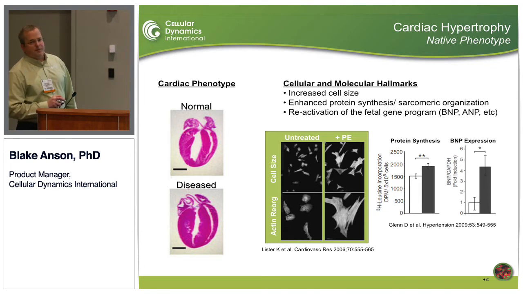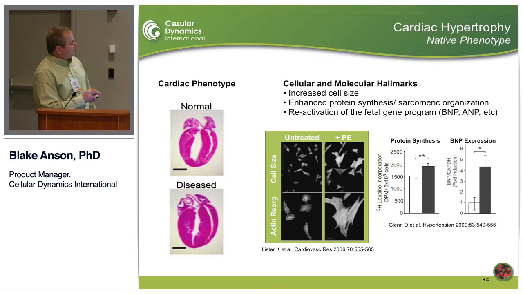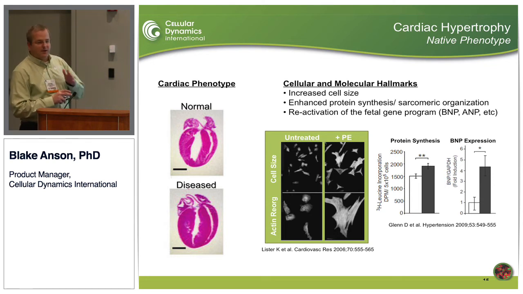All right, if we look at another example of induced disease states in iCell cardiomyocytes, we would be looking at cardiac hypertrophy. The native phenotype here: a normal-sized heart becomes larger with enlarged muscular walls. Some of the cellular hallmarks of hypertrophy are increases in cell size, enhanced protein synthesis, sarcomeric organization, and a reactivation of the fetal gene program. This really is the main readout that we use in our hypertrophy assays, that is the upregulation of BNP.